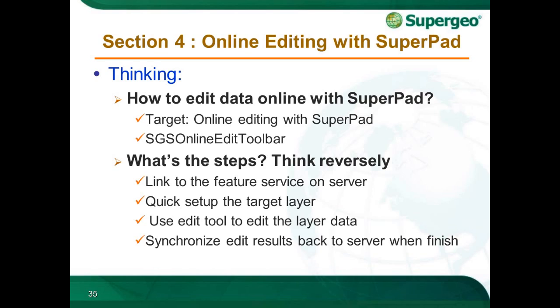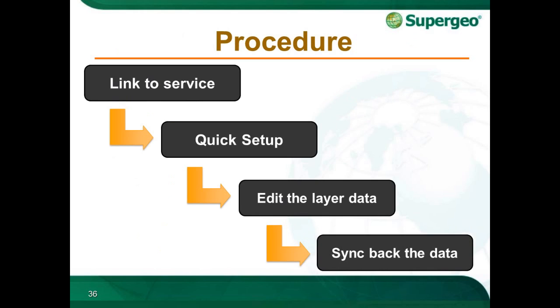target layer. We can select between different target layers and use the edit tool to edit the layer and synchronize the edit result back to the server immediately when finished. So this is going to be our procedure. We can simply turn on the function and link to the service and do some quick setup of what layer we're going to edit, and edit the layer data and sync back the data immediately.